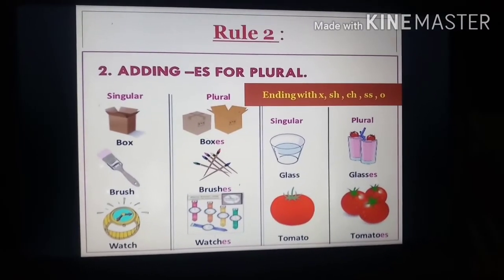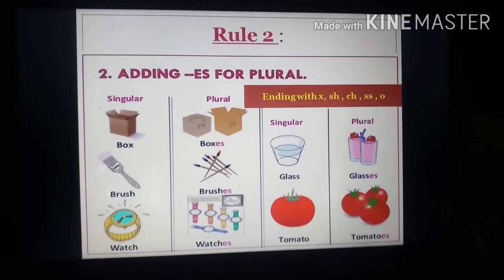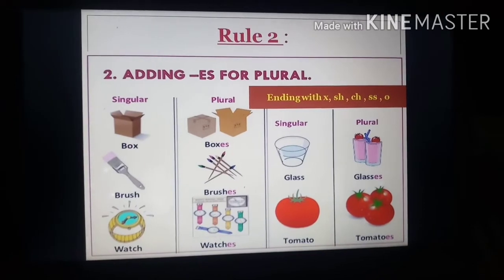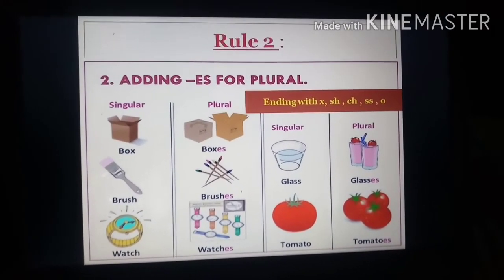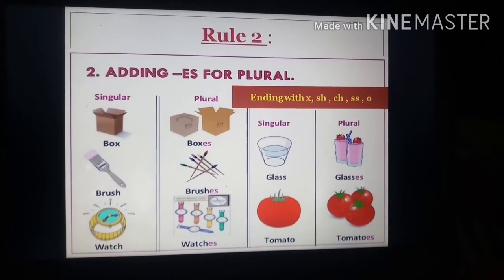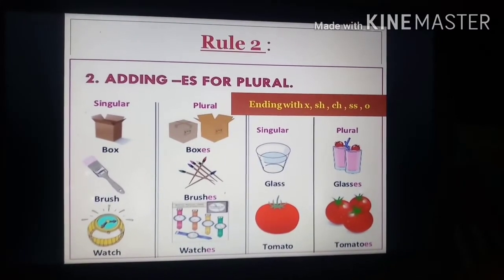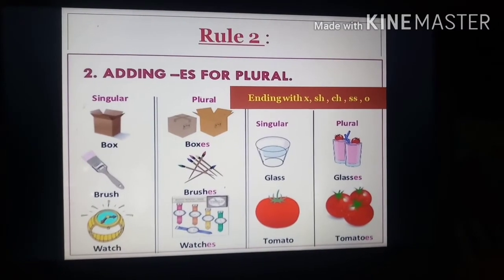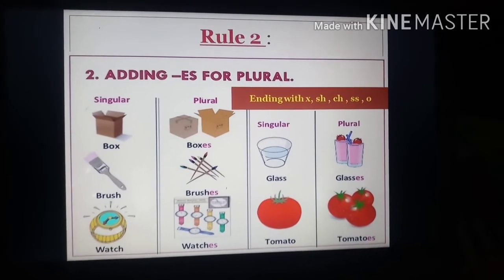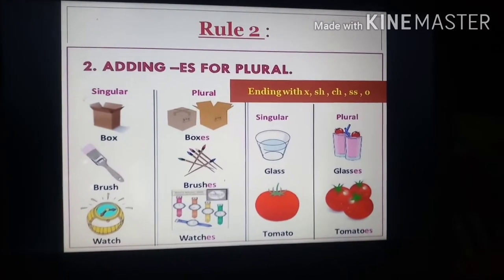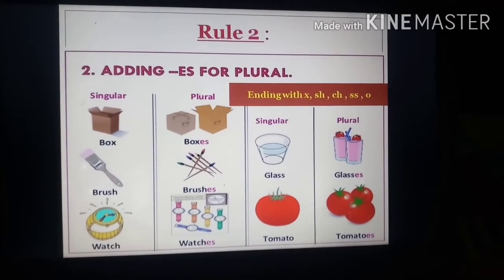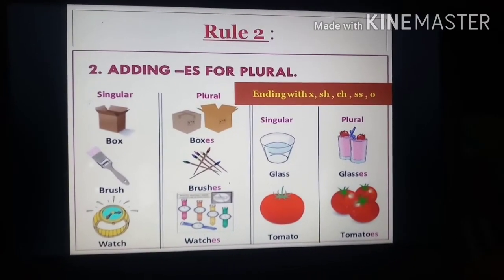Brush. sh. We will add es. Brushes. Watch. Watches. Glass. Double s is there. So we will add es. Glasses. Tomato. O. We will add es. Tomatoes. So the words that end with x, sh, ch, double s and o, if we want to make them plural, we will add es.